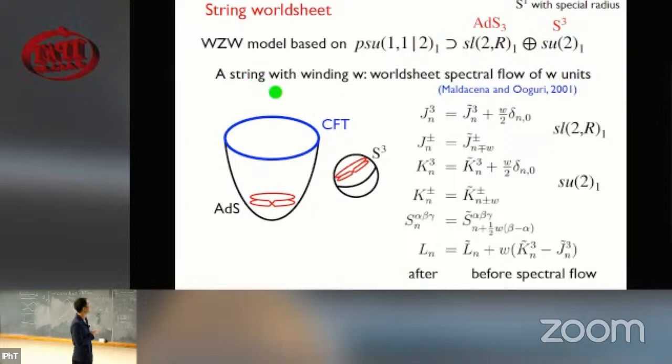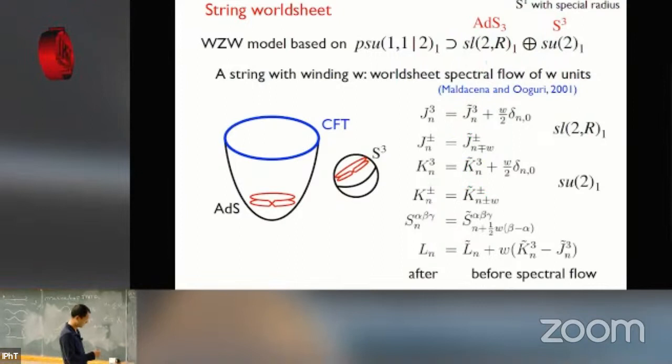So a string with winding W in the AdS also has winding W around S3, and can be generated from the Walsh spectral flow of W units. It was found by Madansina Ogri. For this special model, this is the spectral flow. The J, K, S, L are the Walsh currents, and the J current is the AdS3 part, so the SL2R. If you spectral flow the J part, you create winding around the AdS3, and we also spectral flow the K modes, and we get winding around, oh no, this is on AdS3, this is on S3. But to keep the algebra, we also need to change the fermionic part S and the conformal part L.